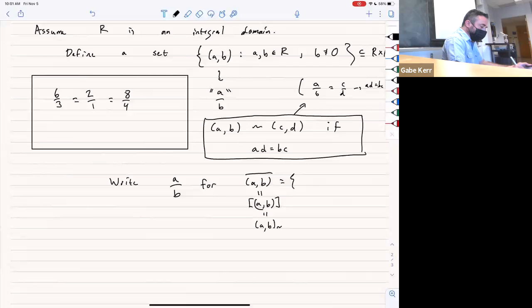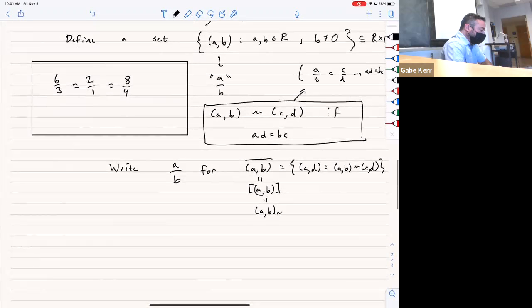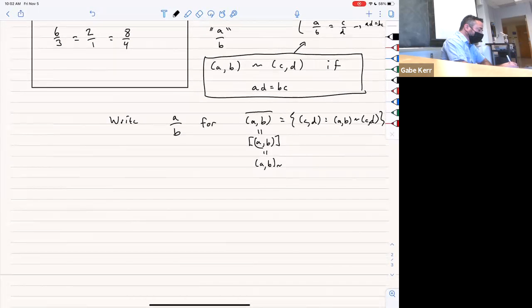But it's defined to equal all CD so that AB is equivalent to CD. There are different notations in different books, and that's why I don't remember. Some people use all sorts of different notations. But we'll write it as A over B, a new notation, or an old one. Now we do everything that we would expect. So now define arithmetic as in elementary school.